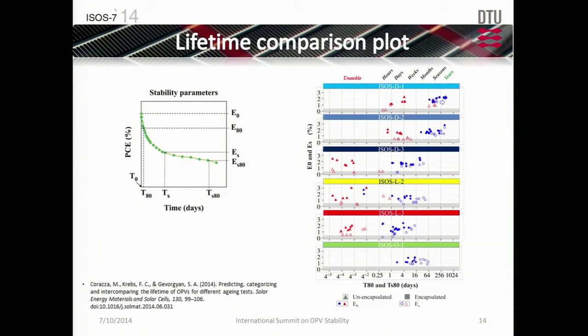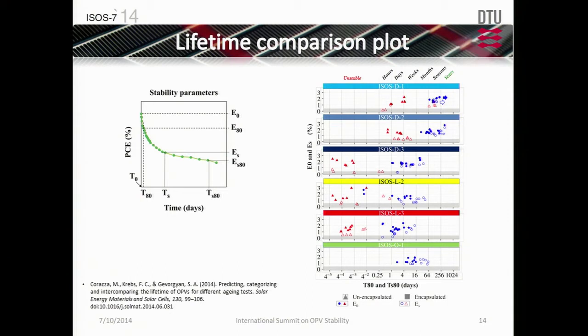When instead we look at the empty point, this plots the stabilized phase, so ES, as a function of TS80. This gives information about the stabilized part of the degradation curve and how stable or unstable it is. Then we have 2 colors in the plot. We have a red color, which gives data for unencapsulated devices, and a blue color for encapsulated devices.